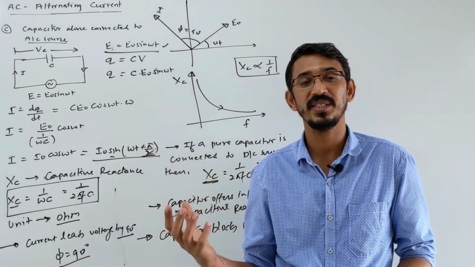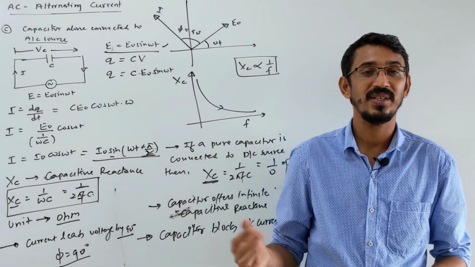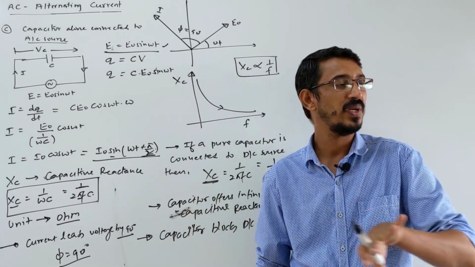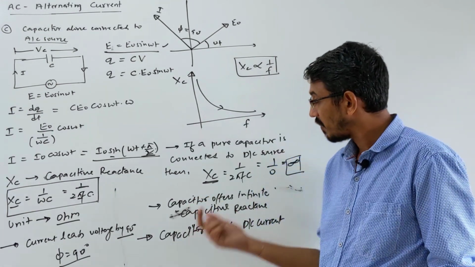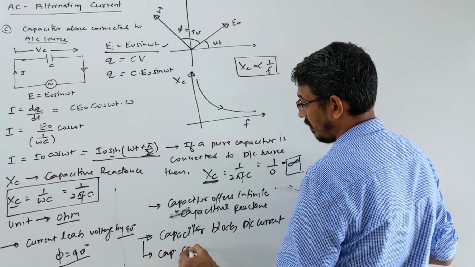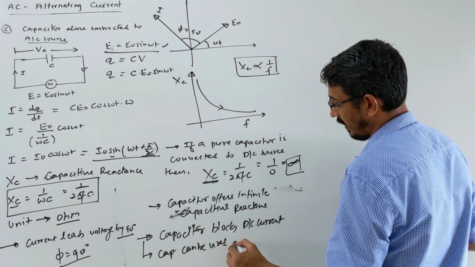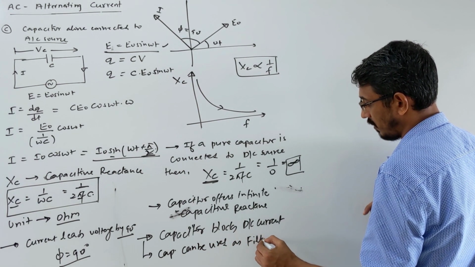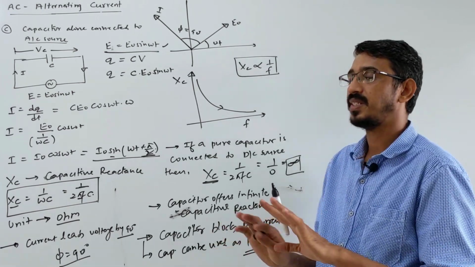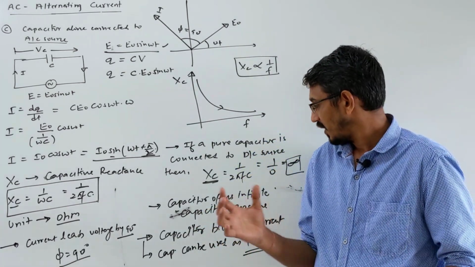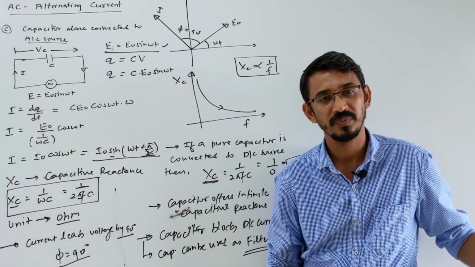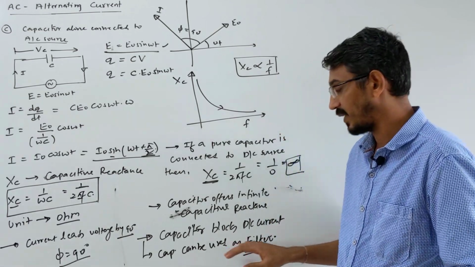Suppose some circuit is there where AC and DC both are mixed, then you can put a capacitor there. The capacitor will block your DC current and will allow only AC current to pass through it, right? So your capacitor is used as a filter. It can be used as a filter because it can separate AC and DC. It will block DC current and allow only AC current to pass through it, right?